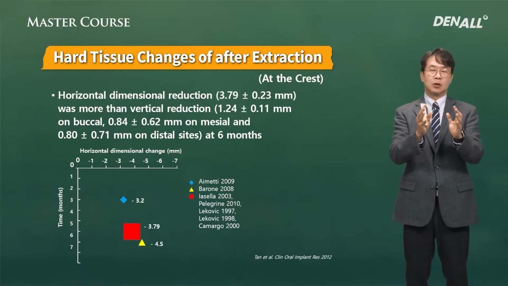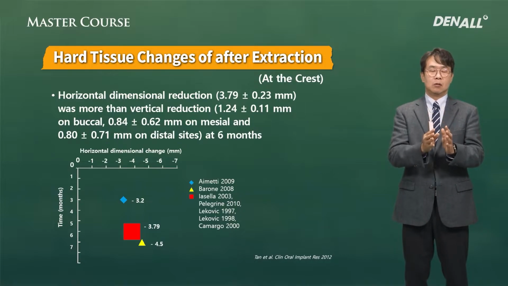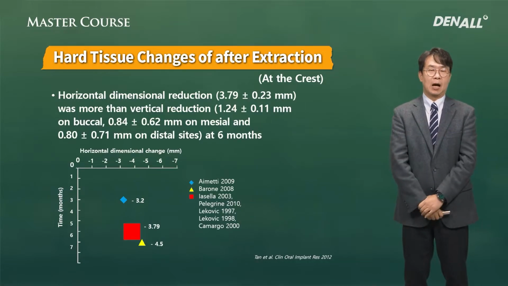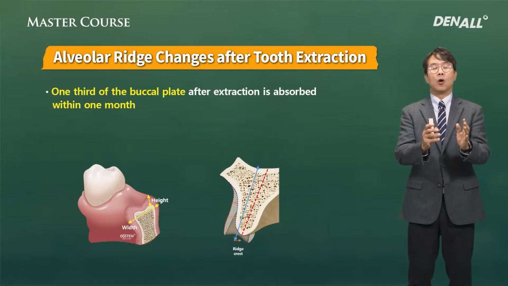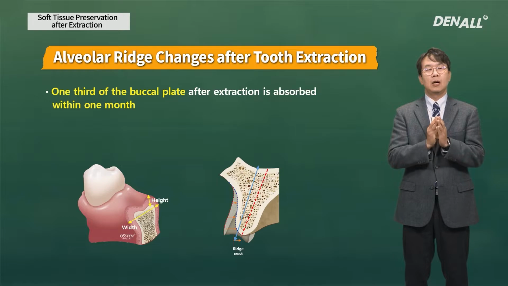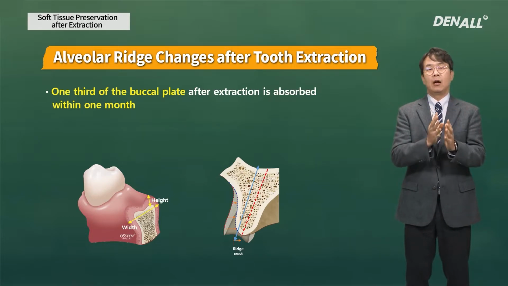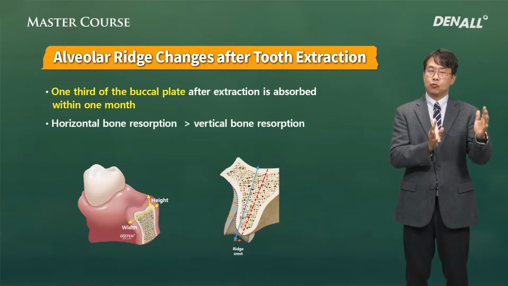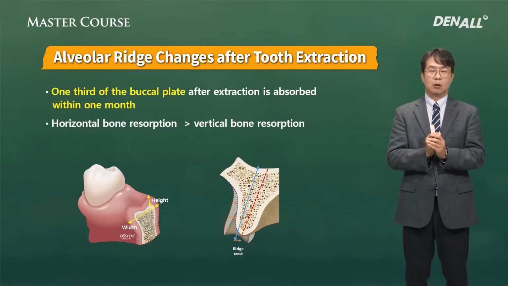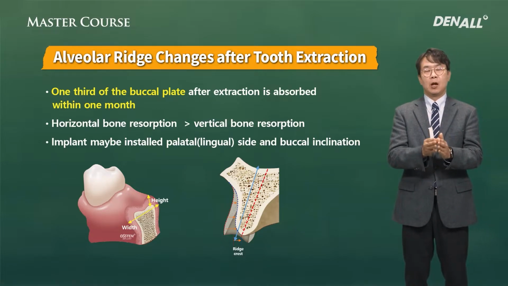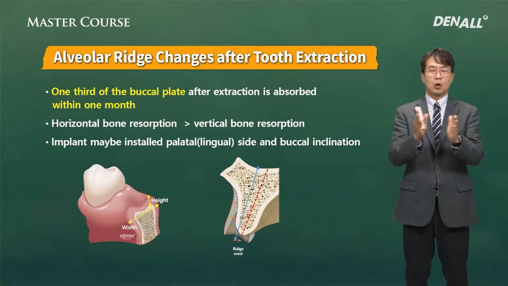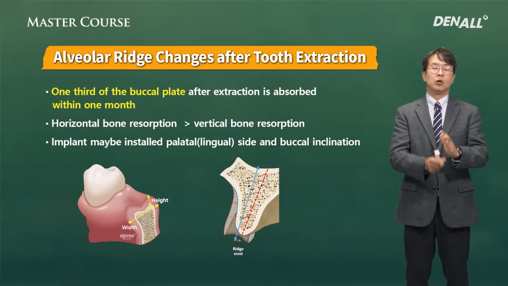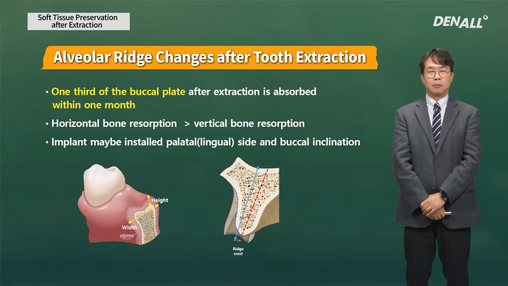Depending on investigators and causes of extraction, it varies, but in general the horizontal dimensional reduction is about 3.8 millimeters in the first month after extraction. Within 4 weeks after extraction, 1/3 of buccal plate change occurs. Horizontal bone resorption is bigger than the vertical bone resorption. When an implant is placed, if the position of the implant is based on bone position, it tends to be placed lingually, palatally. So the future prosthesis position would not be very good. Therefore, you need to understand this.